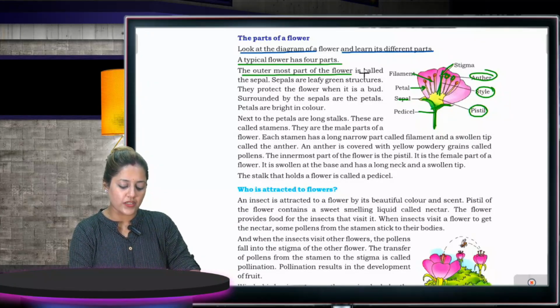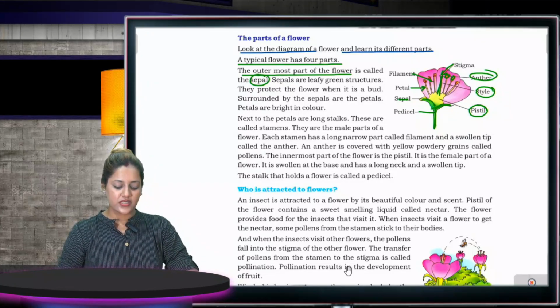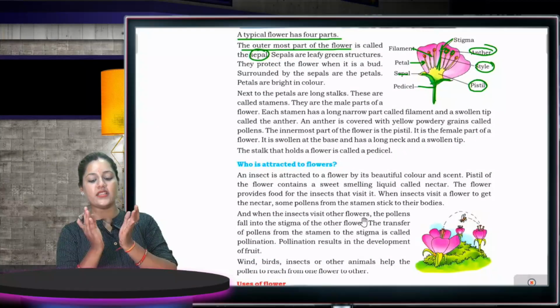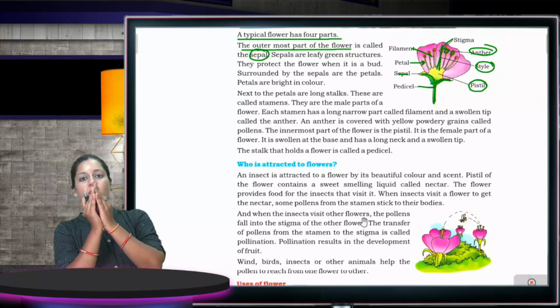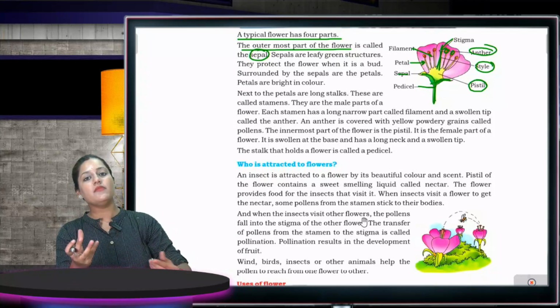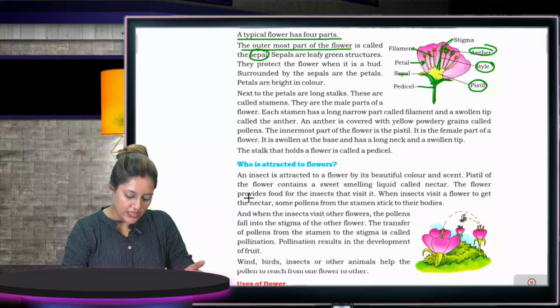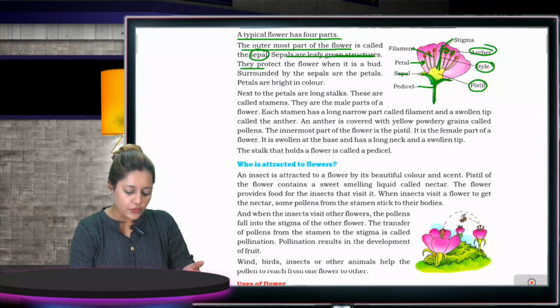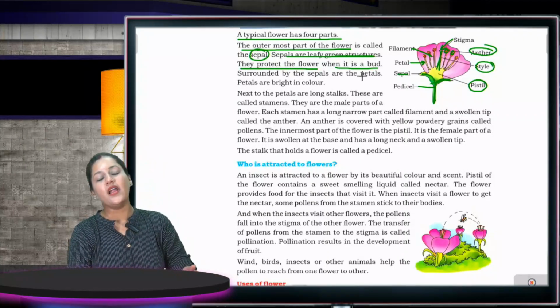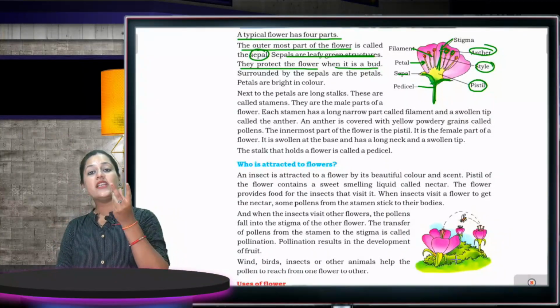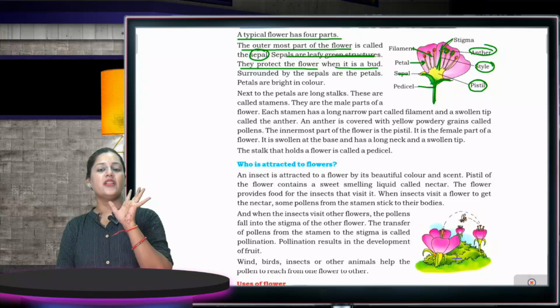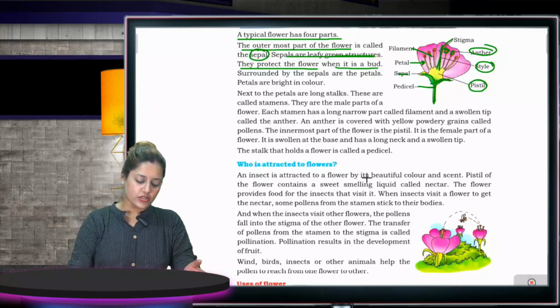The outermost part of a flower is called sepal. Means the sepal is the thing that covers the flower without opening. You can only see the sepal, but when it blooms, then it becomes a flower. Sepals are leafy green structures. They protect the flower when it is a bud. Have you seen the bud of a rose or of anything? It is green in color, and that green color is the sepal that protects the bud from the outside.